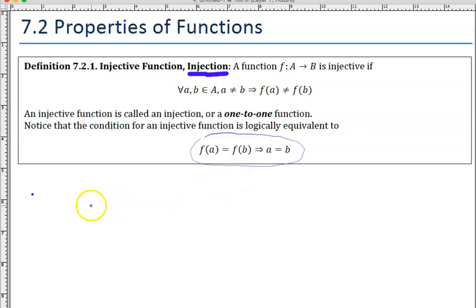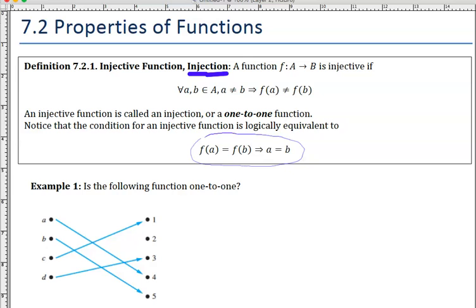In other words, for a one-to-one function or an injection, for each x value you have one y value, and for each y value you have one x value. So it's a one-to-one correspondence. There's no doubling up. For a function, you can have one x value that goes to two separate y values. For an injection, you can't have a y value that came from two separate x values. So, one-to-one correspondence.